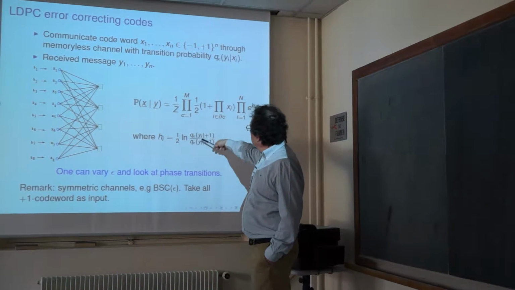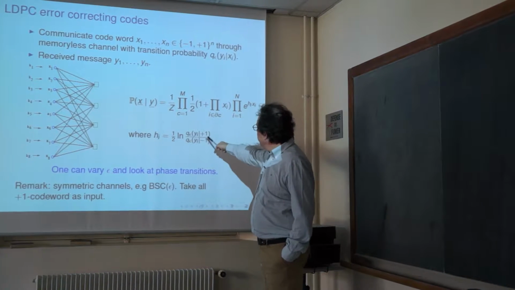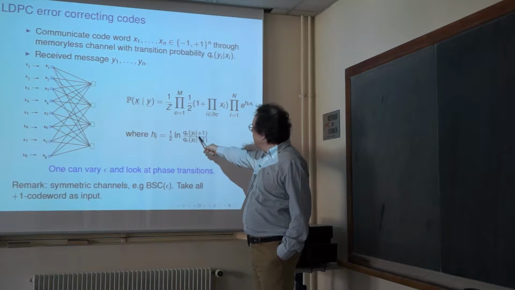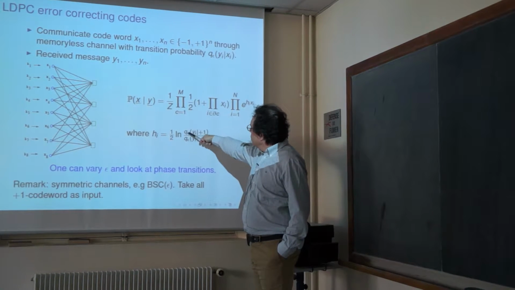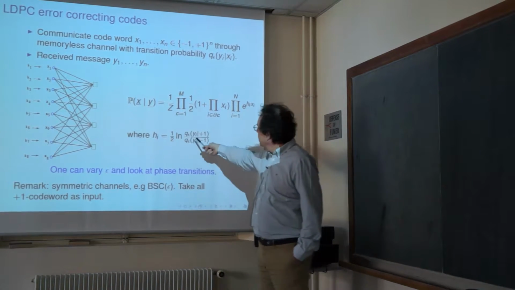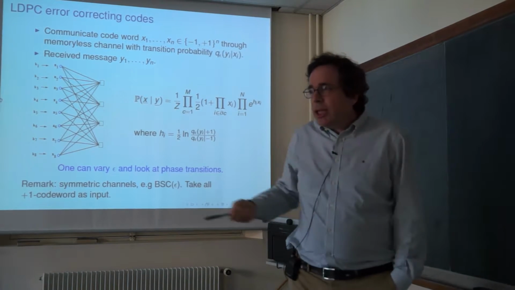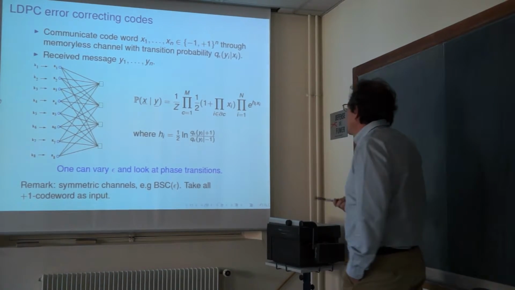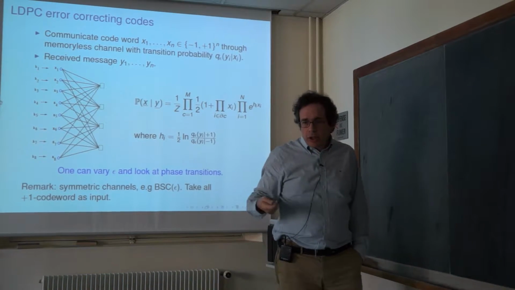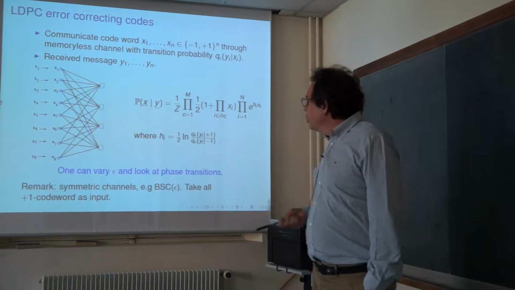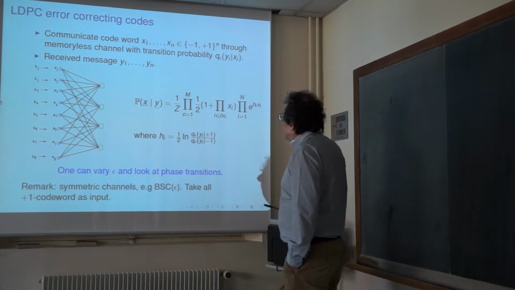That's the log of the ratio of the two transition probabilities, whether you have sent a 1 and you receive a yi, or you sent a -1 and you received a yi. So Q is the transition probability of the channel. Epsilon here will be the noise parameter. Think of the BSC, binary symmetric channel: epsilon equals 0 is zero noise, epsilon equal half is maximal noise. Or think of the BEC if you wish, where epsilon goes from 0 to 1, but you could take any other channel.